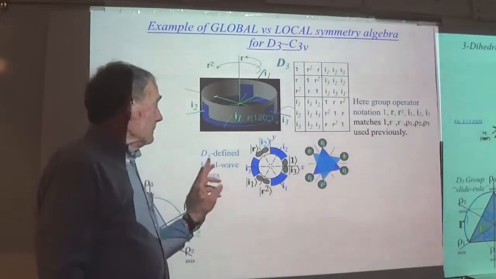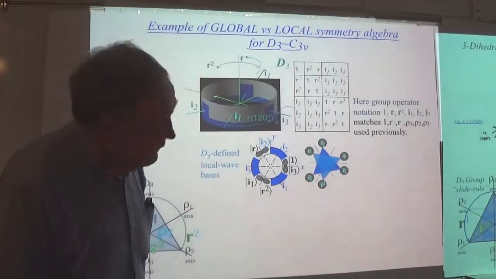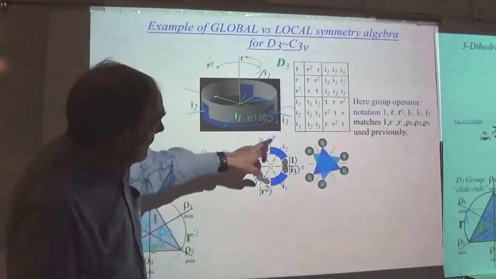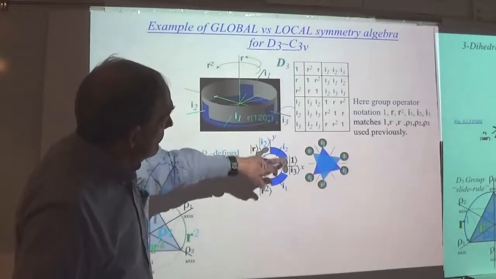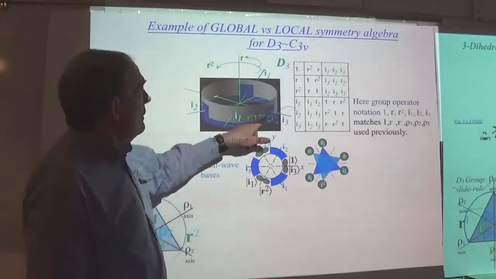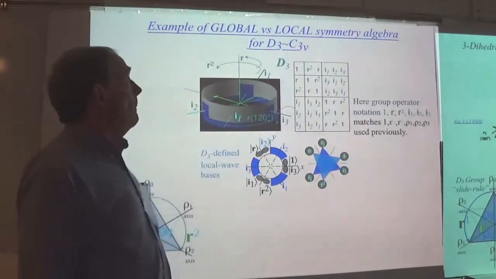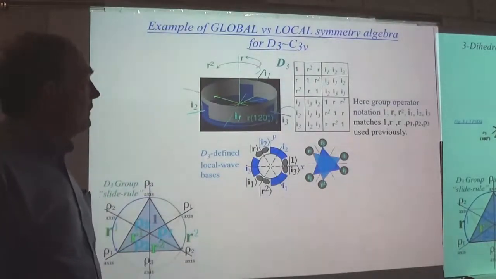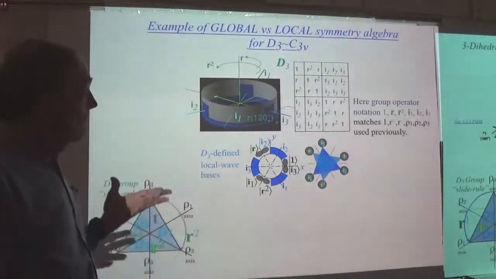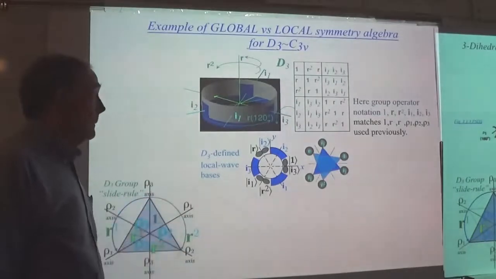So we're going to think about a system like this, and we're going to try to write a Hamiltonian for a 3 potential well quantum problem, the simplest non-abelian quantum mechanical problem.